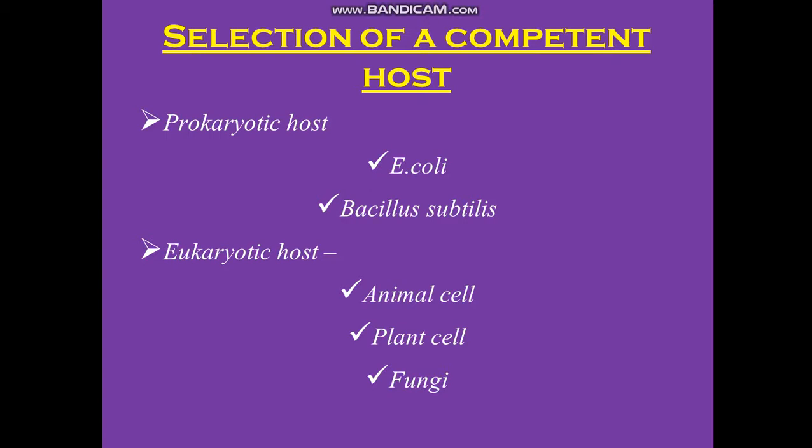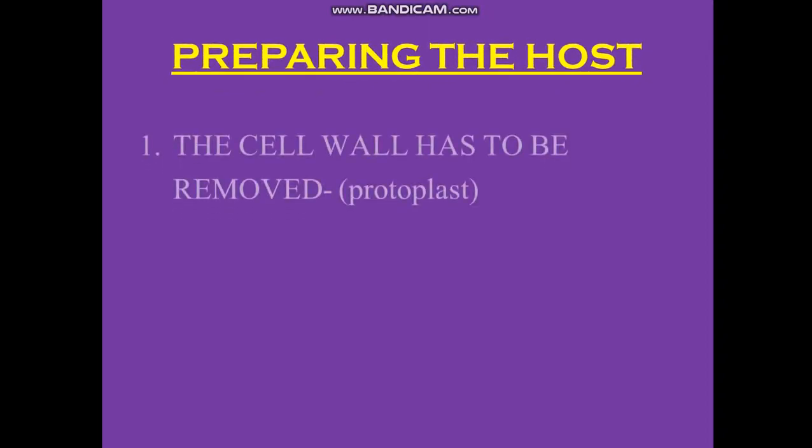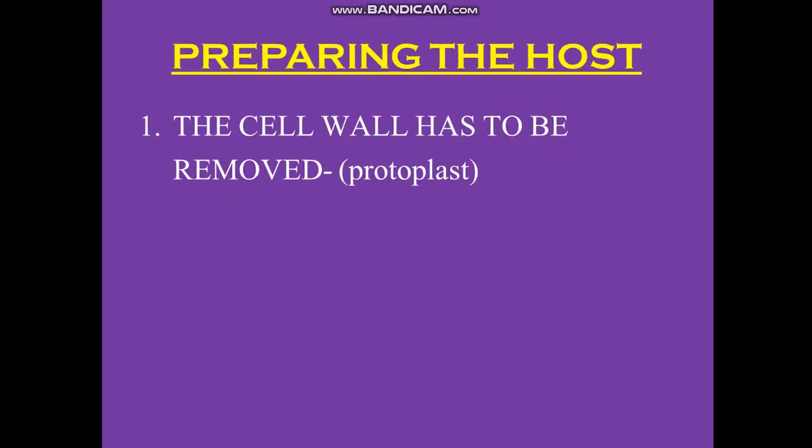Plus, when we talk about the preparation of the host for making it competent enough to incorporate the DNA, we need to prepare the host in certain ways. Like, the first way, the cell wall has to be removed. Now, why is this so? The cell wall has to be removed. If you remember, a cell without a cell wall is called a protoplast. So, protoplast has to be prepared.